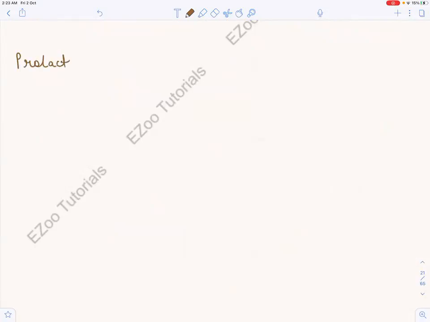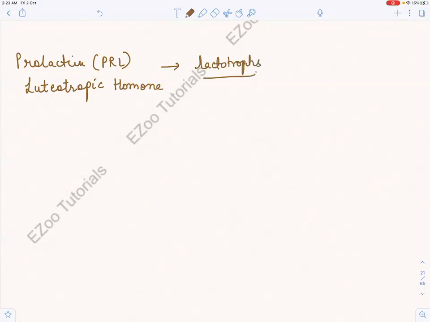Now let us see prolactin, or it is also known as what? It is also known as luteotropic hormone, right? Luteotropic hormone. It will be secreted by what? It will be secreted by lactotrophs, right? What will happen? It will travel to the hypophyseal system, and then there will be specific cells known as lactotrophs that will be secreting prolactin, right?